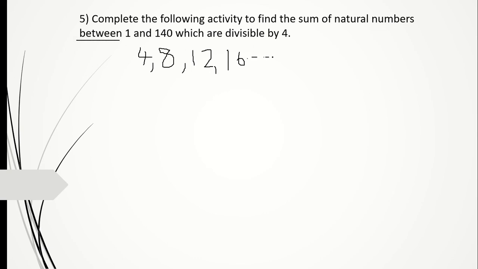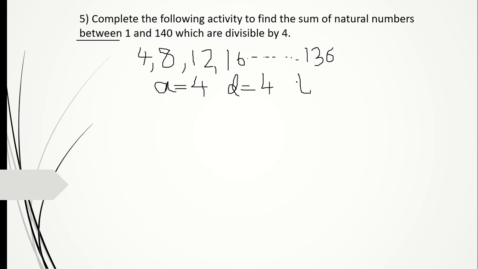And the word between is important. It is not from this to this, right? Between. So 140 will not come. What is the last number divisible? That we have to find. The last number divisible by 4 is 136. 140 will not be included because they have said between. Okay, now here in this case we know what is A. First term is 4. We know what is the difference D. D is again 4. Now we don't know how many terms are there between 1 and 140 which are divisible by 4. N we don't know.